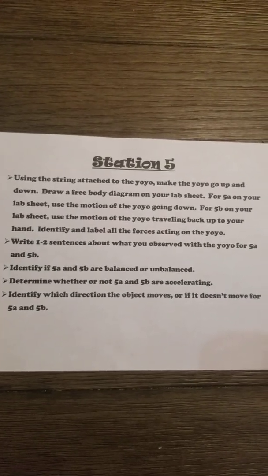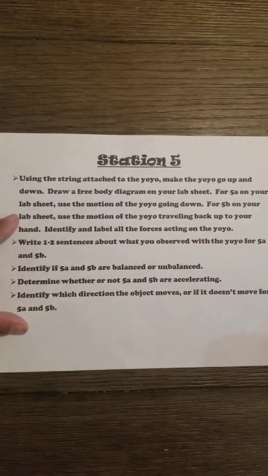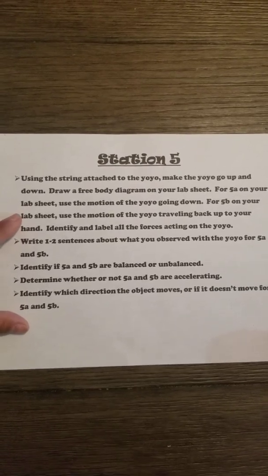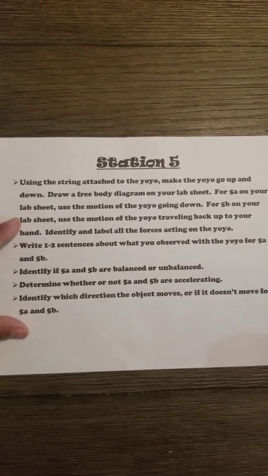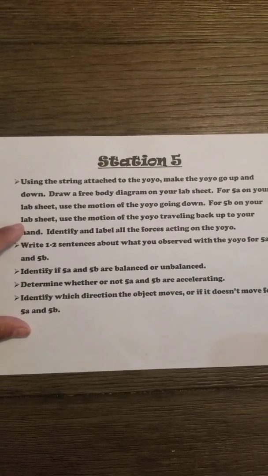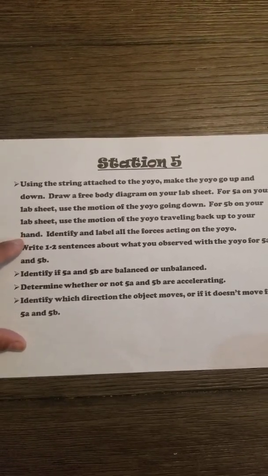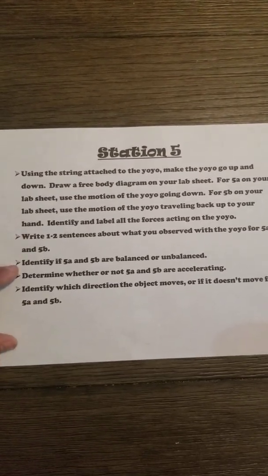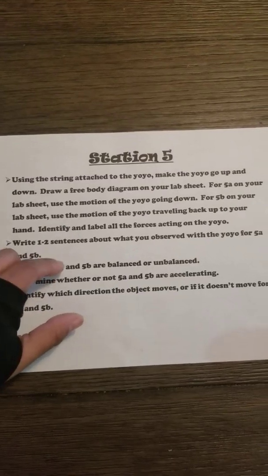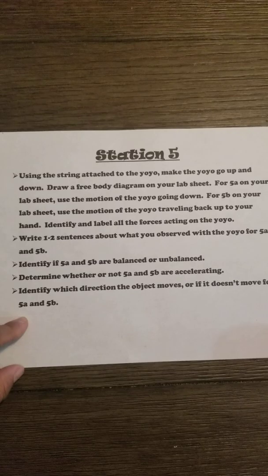All right, draw a free body diagram on your lab sheet. For 5A of your lab sheet, use the motion of the yo-yo going down. Draw the free body diagram of the yo-yo going down. For 5B on your lab paper, use the motion of the yo-yo going back up to your hand. Identify and label all the forces acting on the yo-yo. Write 1 to 2 sentences. Identify whether it's balanced or unbalanced on 5A and B, and if it's accelerating, yes or no, and what direction.